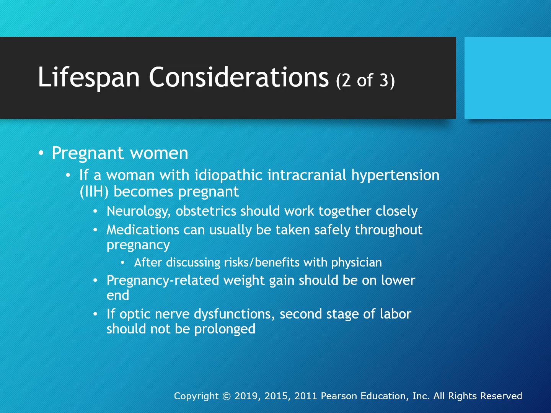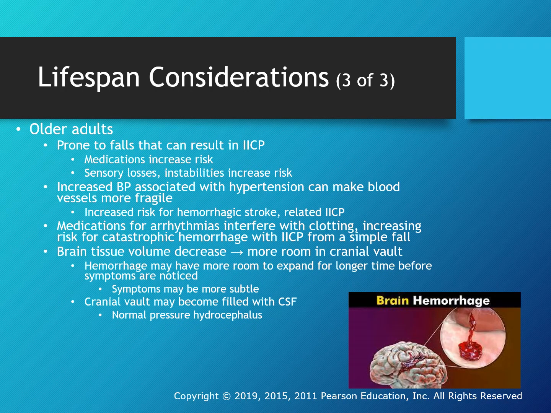For these women, pregnancy-related weight gain should be on the lower end, 5 to 9 kilograms. If there are optic nerve dysfunctions, the second stage of labor should not be prolonged, but otherwise no special care should be provided to pregnant women unless they have underlying situations. Older adults are prone to falls. As stated earlier, older adults may take medications that increase their risk for falls. Sensory losses and instabilities can increase the risk for accidents.